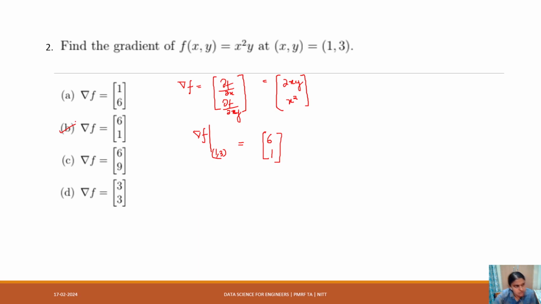Tarun, how have you got A? It's dou f by dou x first, okay, and then dou f by dou y, since the function is named as f of x comma y. So first you have to write dou f by dou x and dou f by dou y then, okay Tarun? Yeah.